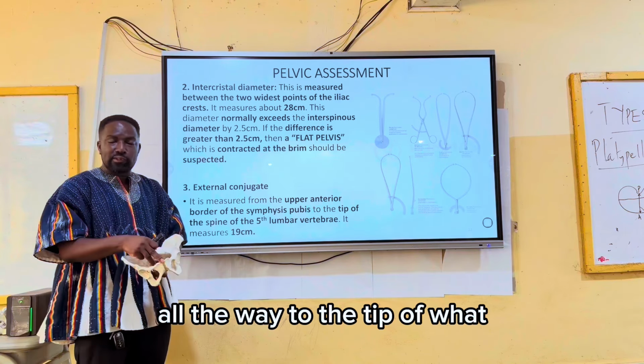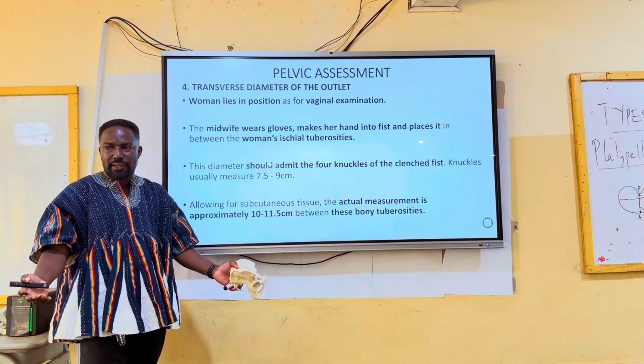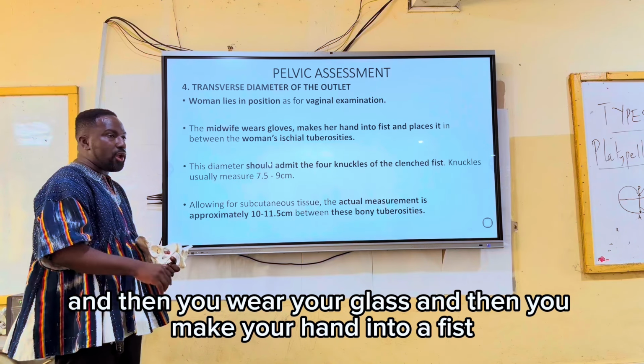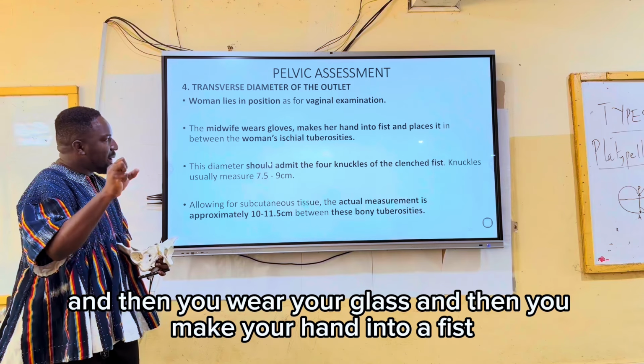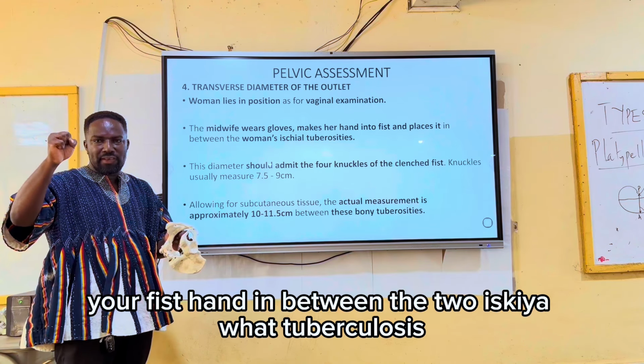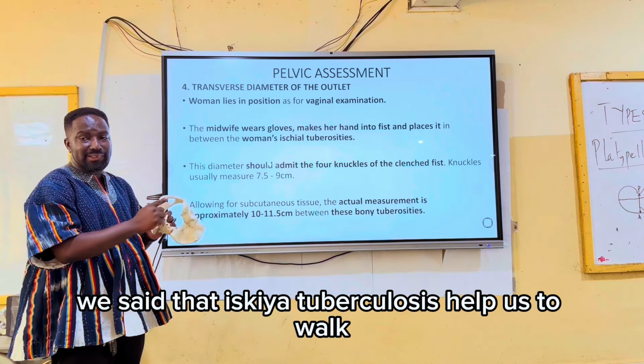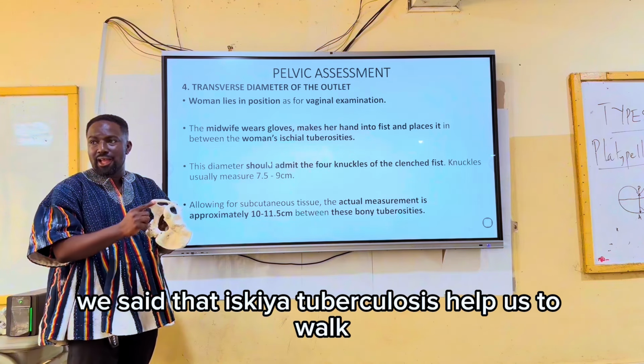So how do you do it? You allow the woman to lie in the normal position for vaginal examination. And then you wear your gloves, and then you make your hand into a fist. And then you try to put your fist in between the two ischial tuberosities. We said that the ischial tuberosities help her to walk, to sit. So you place your hand in between the two ischial tuberosities.